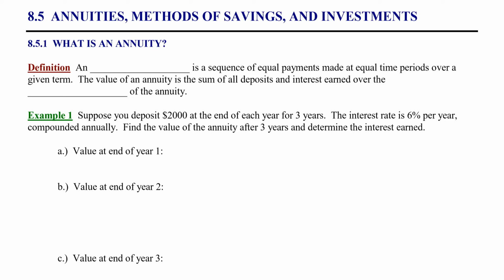In section 8.5, you're really going to begin to see the power of compound interest in growing an investment. In section 8.5, we're going to study annuities, methods of savings, and investments. Basically, we're looking at how to save money over a long period of time, specifically for something such as retirement.